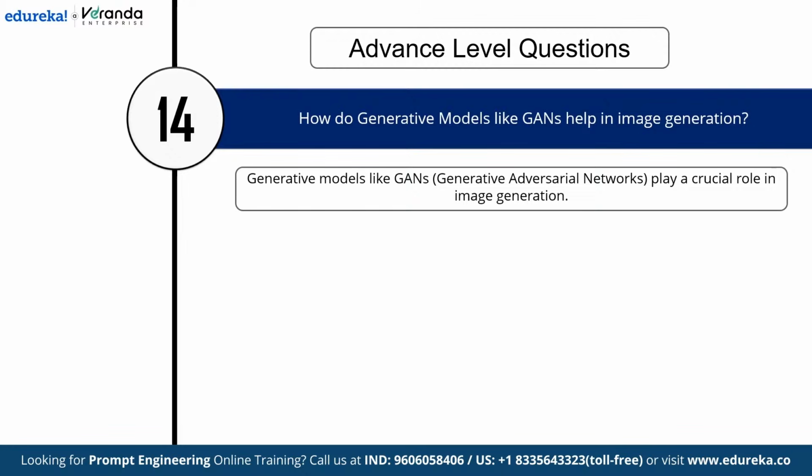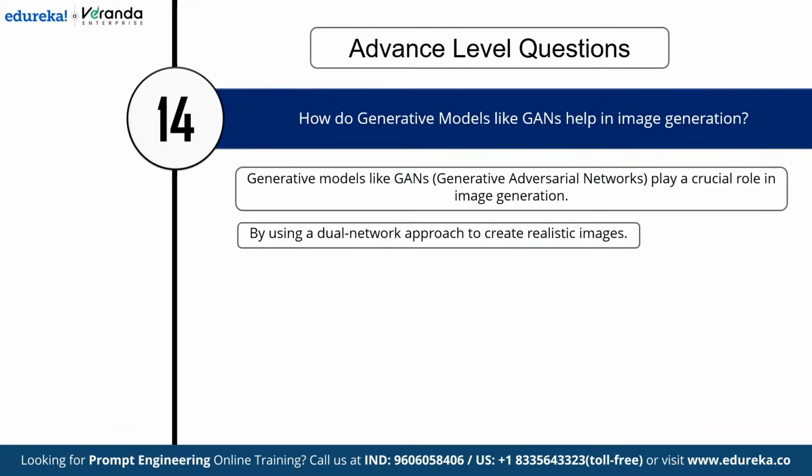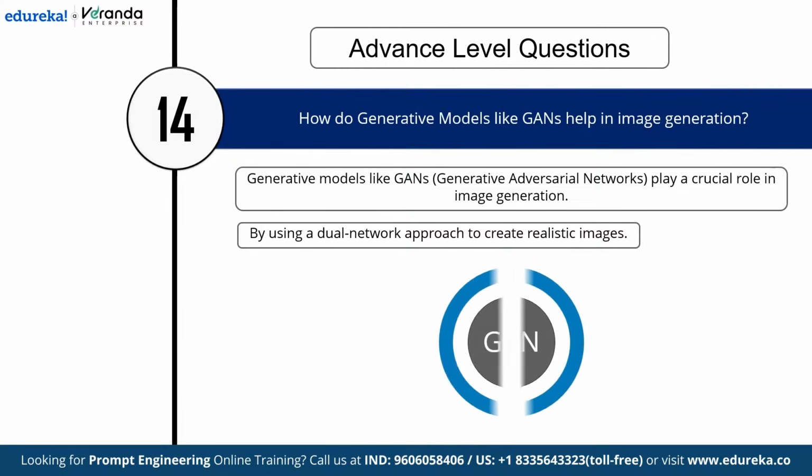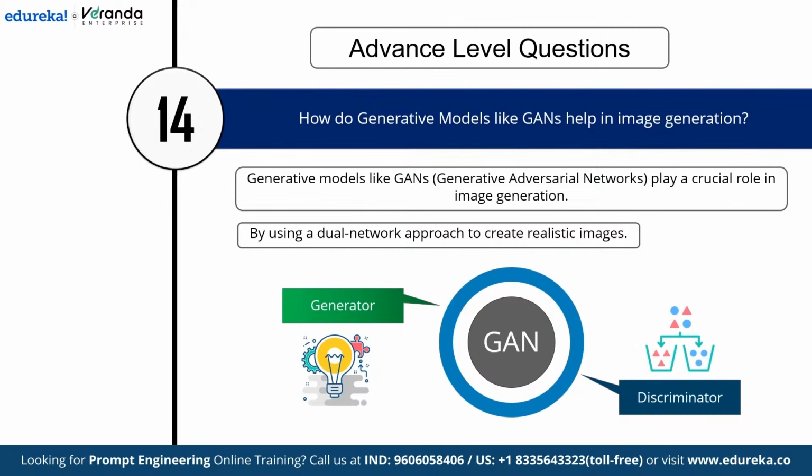Generative models like GANs are powerful tools for creating realistic images. GANs use a dual network approach to achieve this. The generator network creates new images. The discriminator network evaluates these images, trying to distinguish between the real and generated images. This adversarial process forces the generator to create increasingly realistic images.